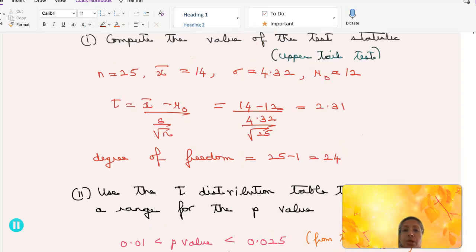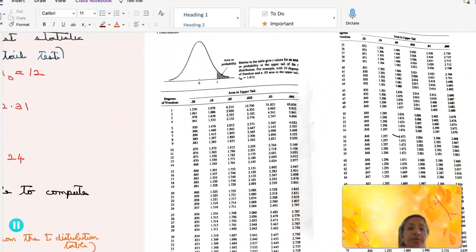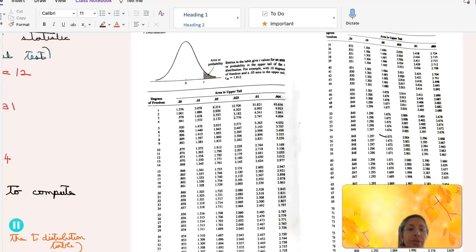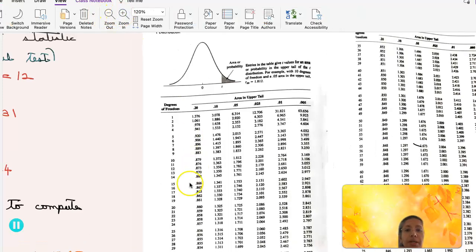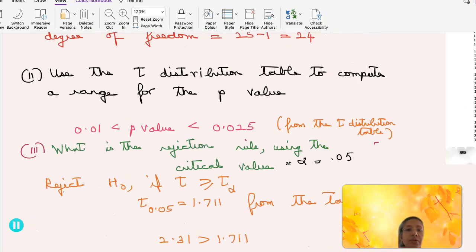So I'm just going to scroll up to the t distribution here. So we have t, look at the degree of freedom is 24 and 2.31. I'm just going to expand it a little. 2.31 lies between 2.064 and 2.492. So the p-value will lie between 0.01 and 0.025.